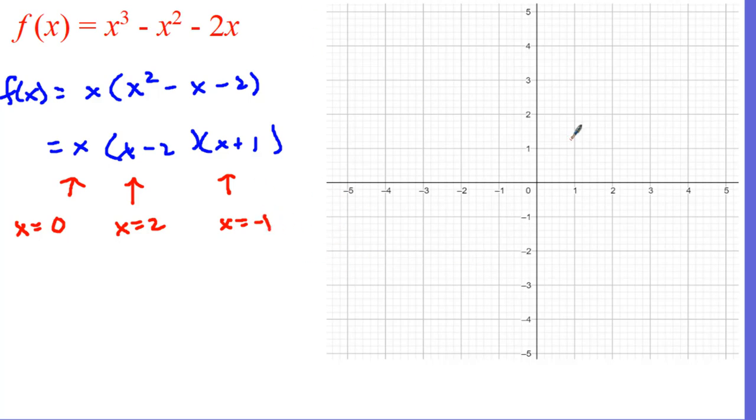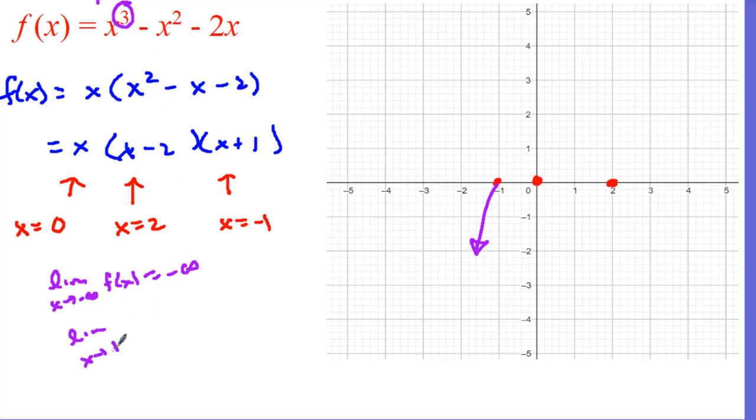And so what do I know? I know x is equal to 0 is a zero. I know positive 2 and negative 1. Take a look at my function. Let's try to sketch my function. It is an odd function, isn't it? And it's a positive odd function, which means as the limit approaches negative infinity, my function is going to be approaching negative infinity. What do I know about the positive odd function? The limit as x approaches positive infinity, we're going to be approaching positive infinity.